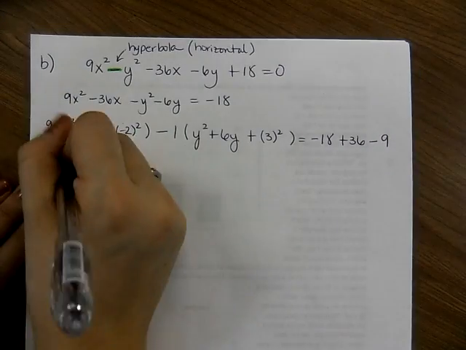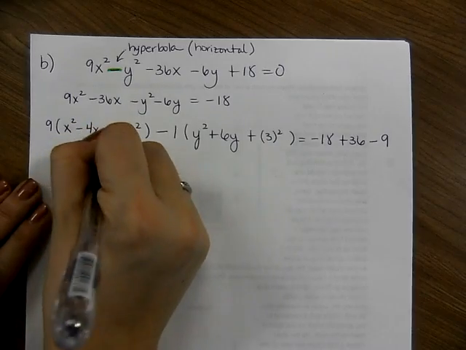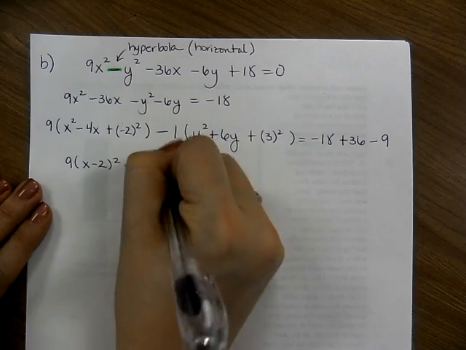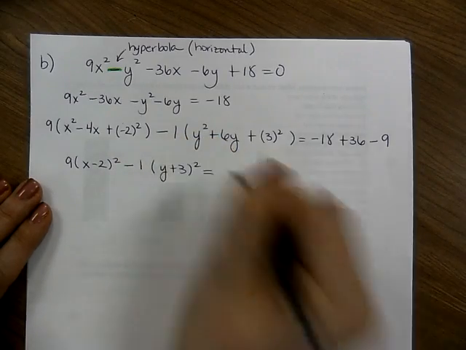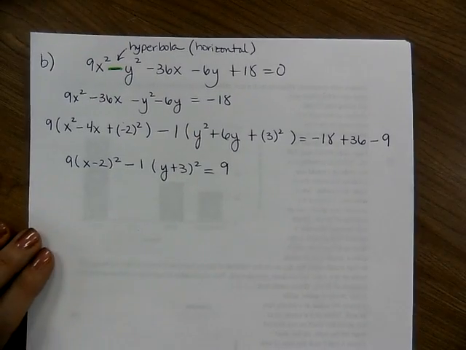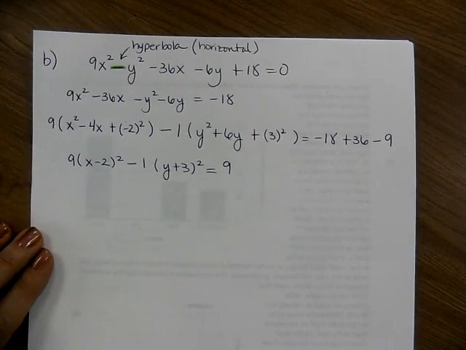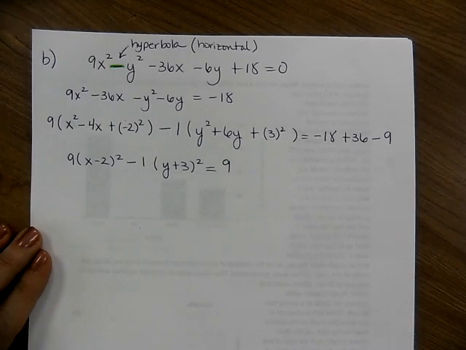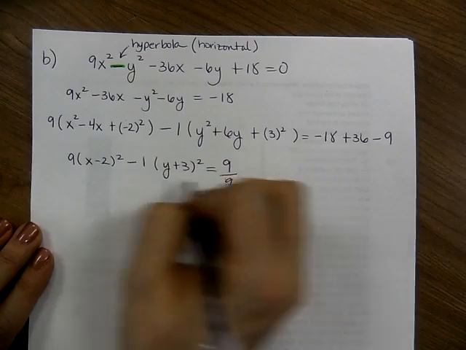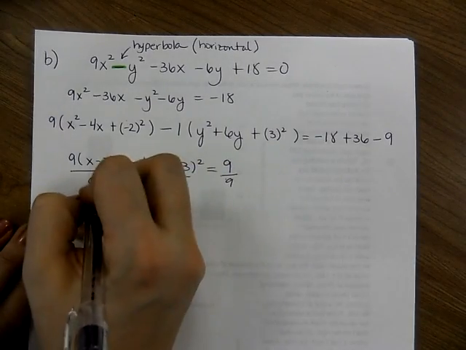Now I'm ready to factor. So this factors to 9 times (x minus 2) squared minus 1 times (y plus 3) squared equals 9. Is that 9? Yes. Okay. Not done quite yet. There's one more step. I have to divide by 9 because this has to equal 1. So I'm dividing by 9 everywhere.